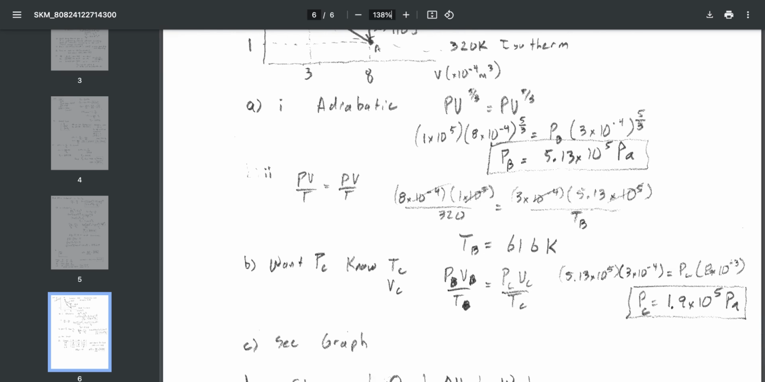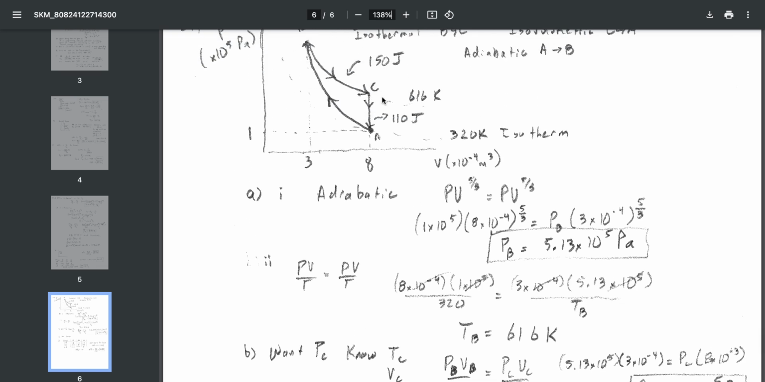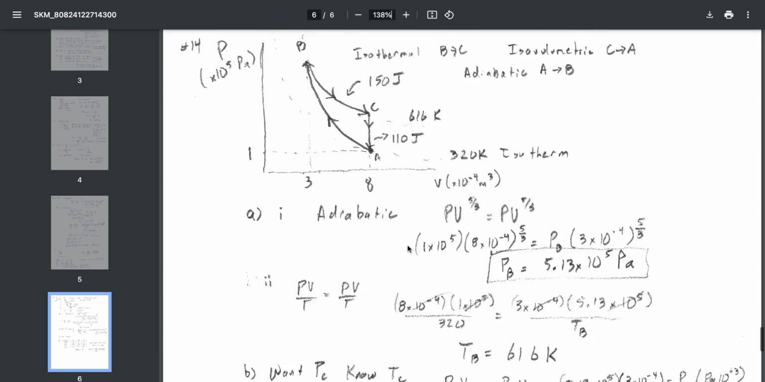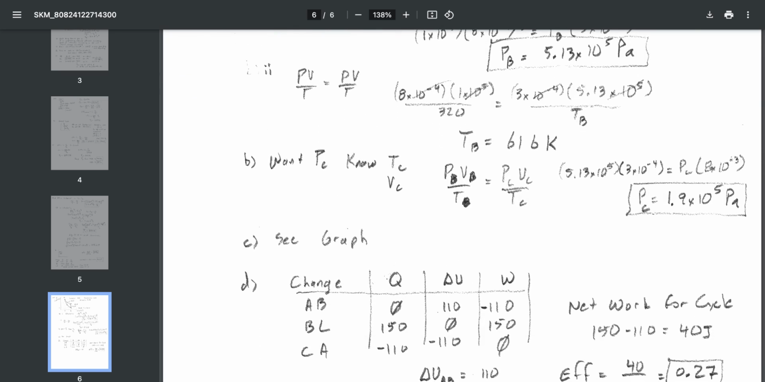Calculate the pressure of the gas at the end of the isothermal expansion. So in this case, the temperatures are the same. Temperature at B and temperature at C are the same because it's isothermal at 616. So we know pressure and volume at B, and we know the volume at C, so we just have to find the pressure at C. So the pressure at C is 1.9 times 10 to the 5th pascals. The graph, it says sketch the cycle on the graph, so I already did that right here. And finally, we have to complete our chart.